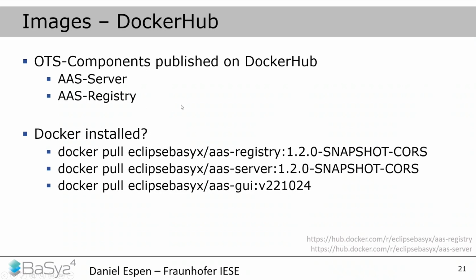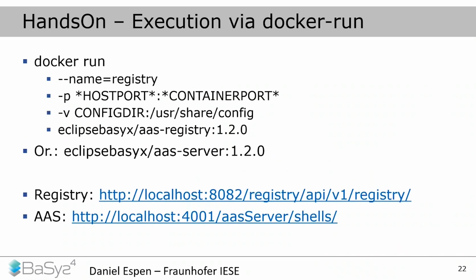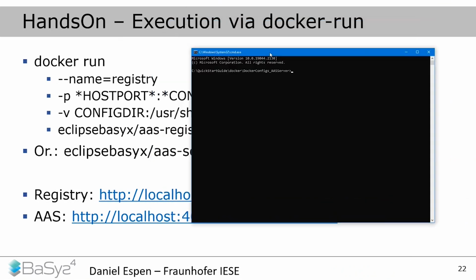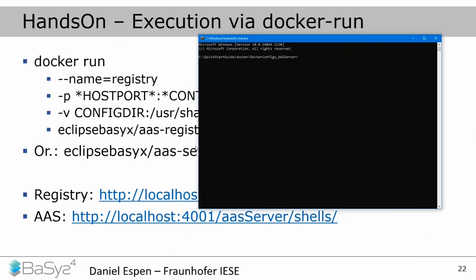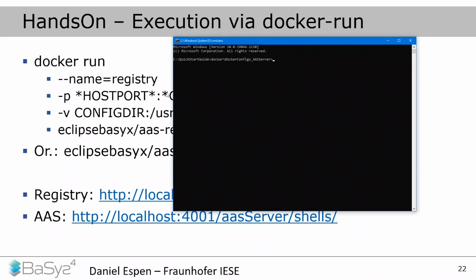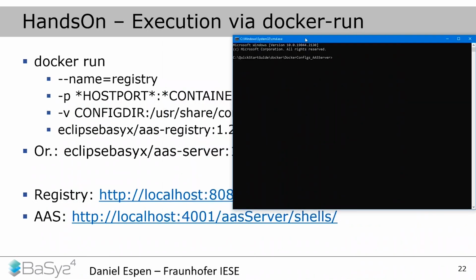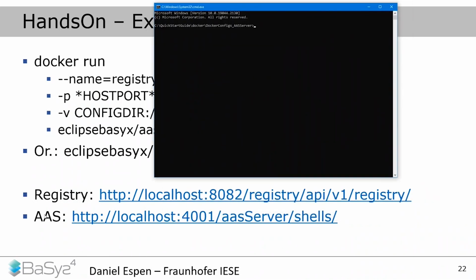So I will just show how this works, and we'll do that in this quick start guide. So how does it look? After installing Docker and pulling the component, which downloads all the necessary files and the image, you can basically start a registry or an asset administration shell server with one command.